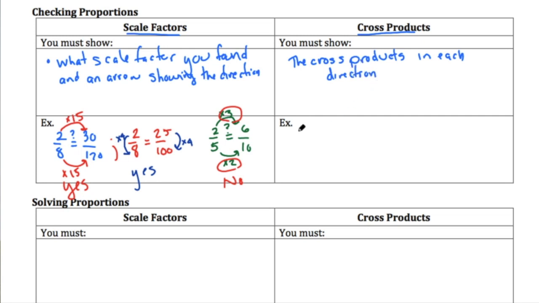Great. All right, what are cross products? Let's look at an example. 3 over 7, 6 over 14. So yes, you could use a scale factor for this method, totally fine, but let's check something else out.